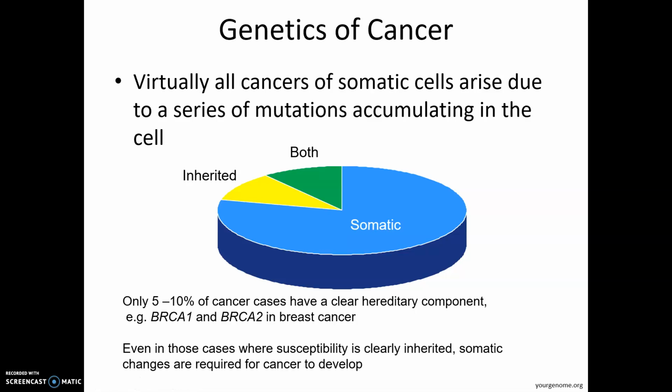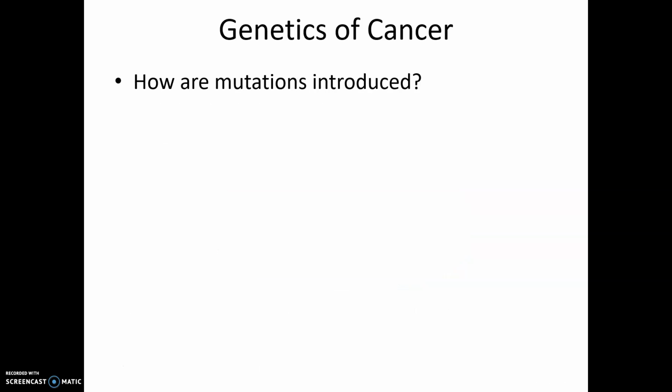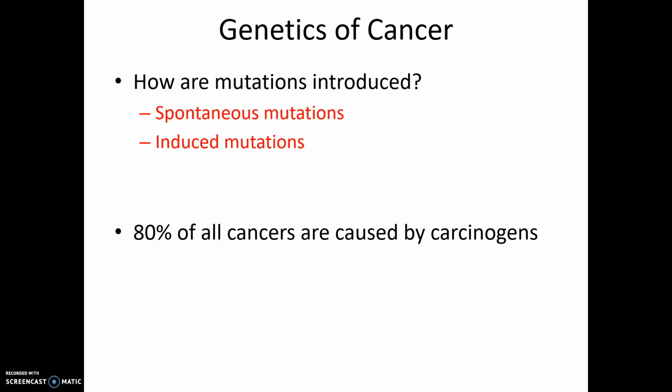A large majority of cancer is caused by mutations. And how do you get mutations? You should be able to answer this because we've been talking about how mutations are acquired, right? One, spontaneous and induced, or inside and outside. Well, 80% of all cancers are caused by outside influences, these carcinogens, things in the environment that cause mutations at a large rate.